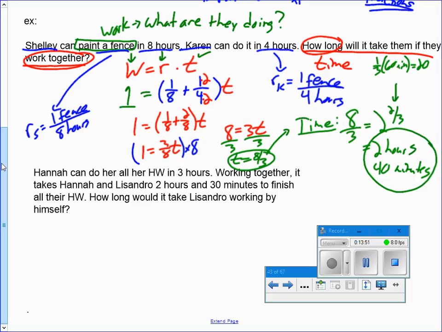So one thing it's helpful to do once you finish one of these problems, the rate of work problems, is look back, make sure that your answer makes sense. If the two people are working together, it should take less time than either one of them individually. So if Karen takes 4 hours, the answer should be less than 4. Shelly takes 8 hours, so definitely less than 8.